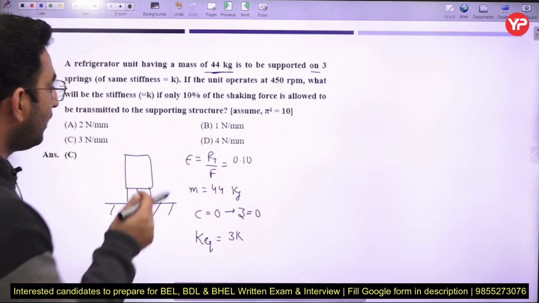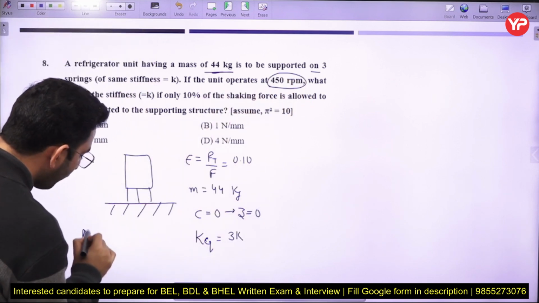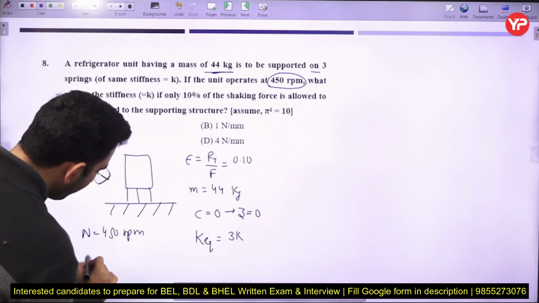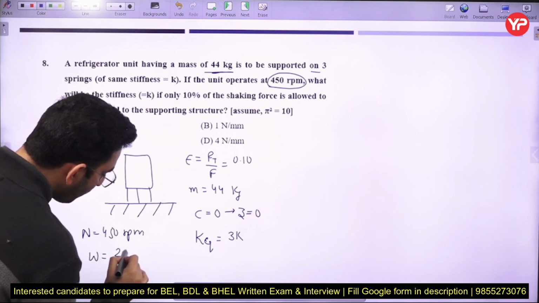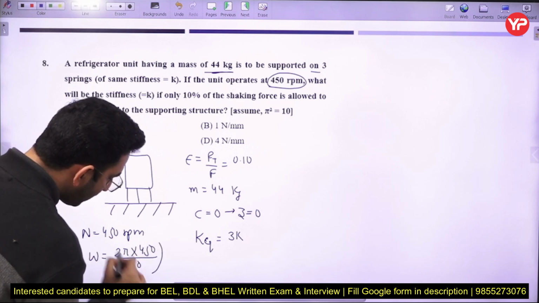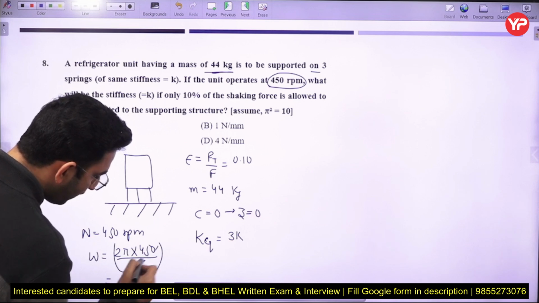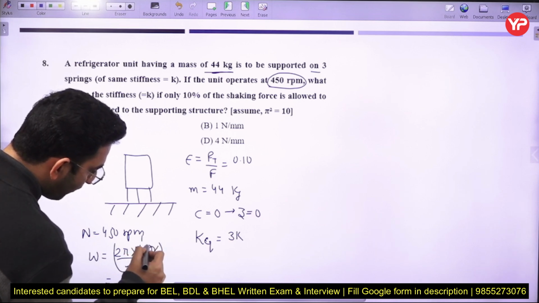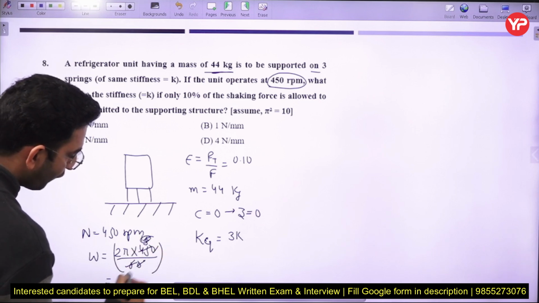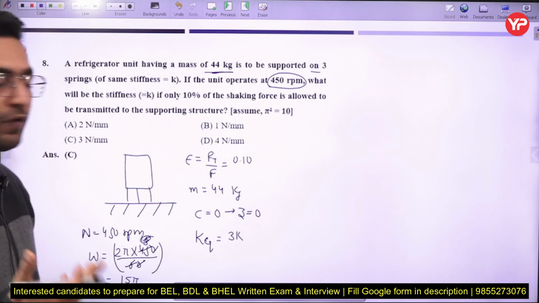And the next part is, now the machine is operating at 450 rpm. So if the machine is operating at a speed of 450 rpm, we can say omega is going to be equal to 2 pi times 450 divided by 60. And that will come out to be, sorry, 15 pi here. The omega is coming out to be around 15 pi.